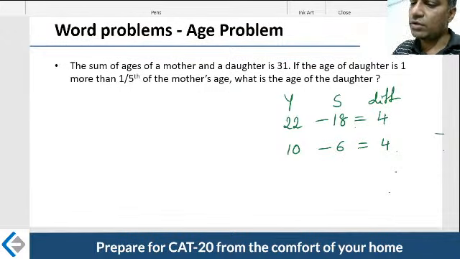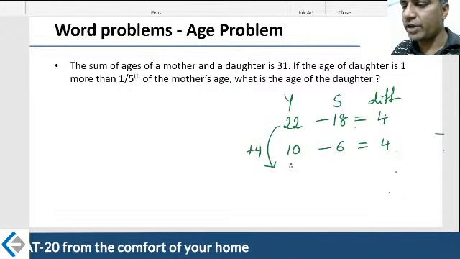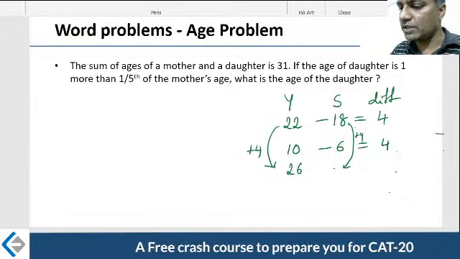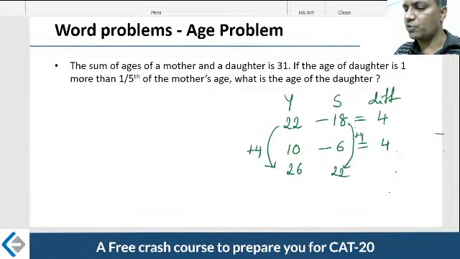Otherwise, go to the future. When you grow old by 4 more years, you would become 26. Then your sibling also grows older by 4 more years, therefore your sibling becomes 22. 26 minus 22 is 4.